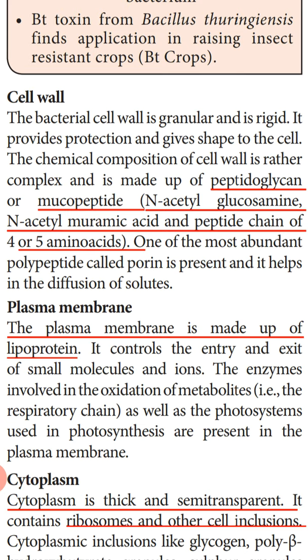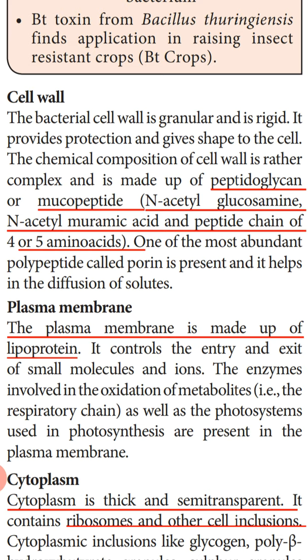One of the most abundant polypeptides, called porin, is present, and it helps in the diffusion of solutes. So here, the protein found on the cell wall is called porin. This porin helps in the transfer of solutes inside the cell. So the diffusion of solutes inside the cell takes place with the help of porin.